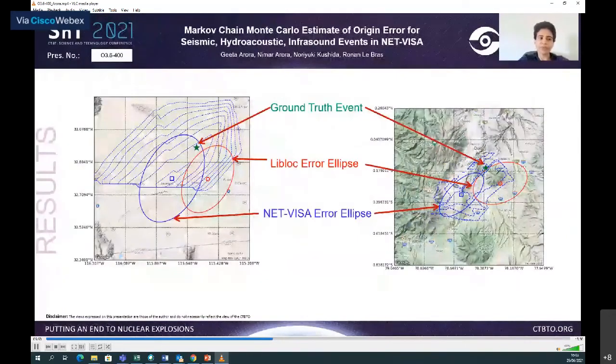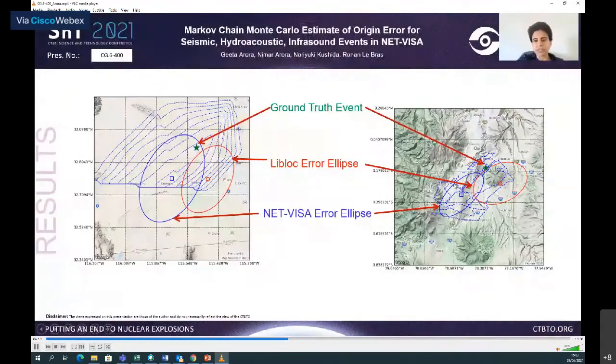Well, we got some promising results. Remember that LibLock's computation of the error ellipse was moving the event location? Well, that got fixed. And in this first picture on the left, this was the event location that NetVisa found, and this is the error ellipse that NetVisa found. And the ground truth location is within the NetVisa's error ellipse. So that was good news.